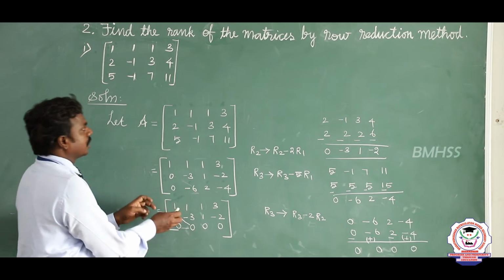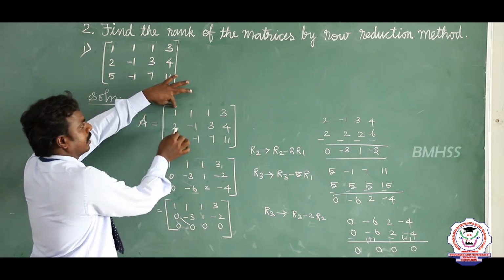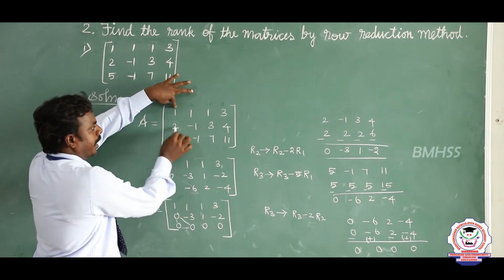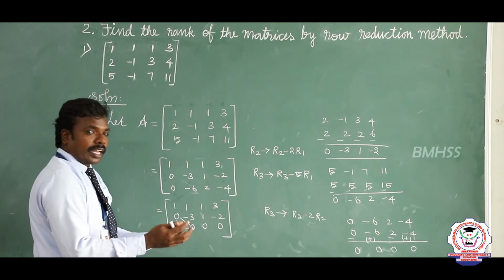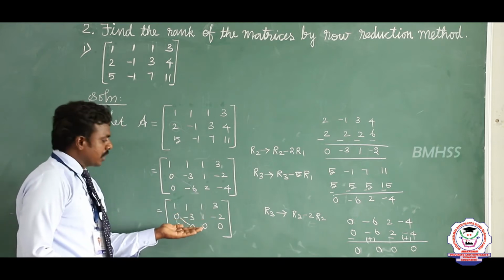First we need to make zeros below the first row first element, that is 2 and 5. After that, from the second row first element we should make a triangle shaped zeros. So that is the final stage. After this, if you try, we cannot make the zeros in the second row. So this is the final stage.